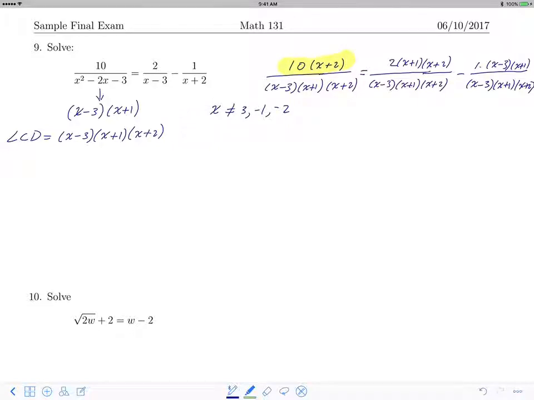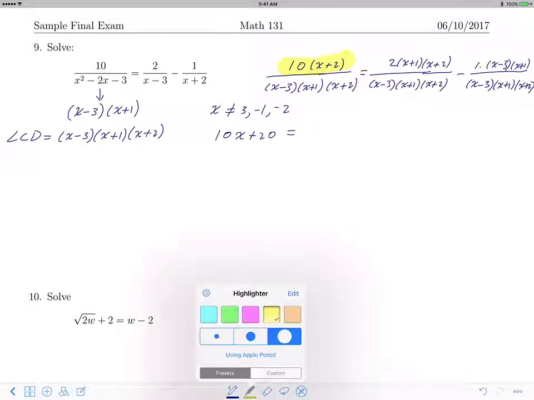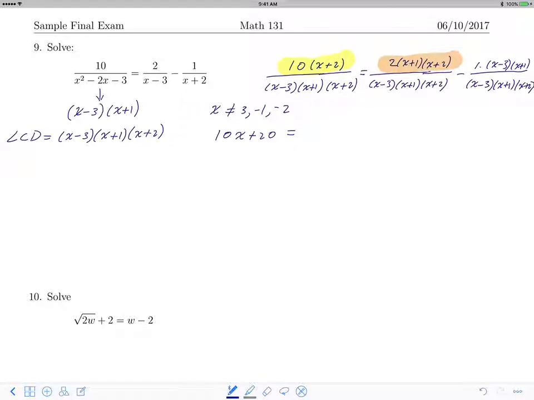Now this first numerator multiplies into 10x plus 20 equals the second numerator multiplies into 2x squared plus 6x plus 4 minus the third numerator, this one, multiplies into x squared minus 2x minus 3. Remember to put that in parentheses because we're subtracting.